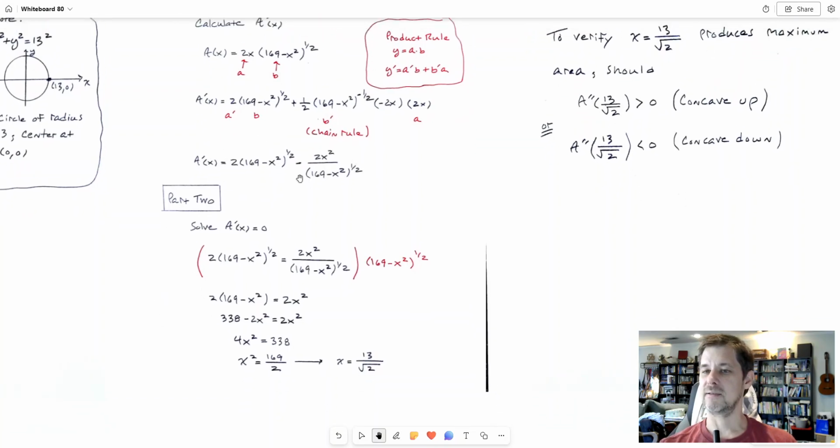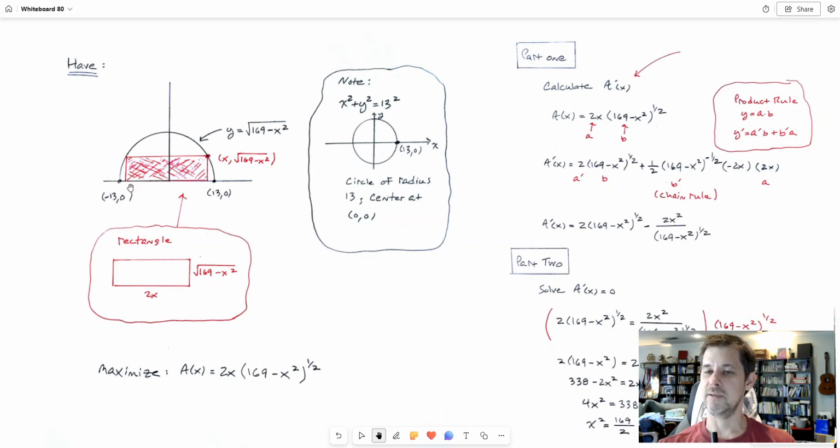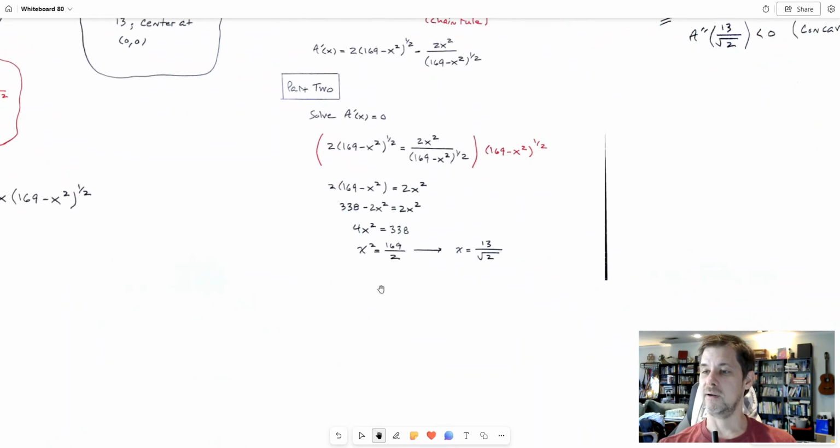So if I take this and set it equal to 0, moving this negative term to the right will get you this equation. And then multiplying both sides of that equation by 169 minus x squared to the half power in order to cancel this fraction will get you this equation. Then I do some distributing, combining like terms, dividing by 4, simplifying, and I get x squared is 169 over 2. Solving for x, I get x is 13 over root 2. Square root of 169 is 13. Square root of 2 is square root of 2. Okay? All right, so that's the key to the answer. Do you know where this point has to be for this rectangle to be bigger than every other possibility? That point right there where that corner is has to have an x coordinate of 13 over root 2.